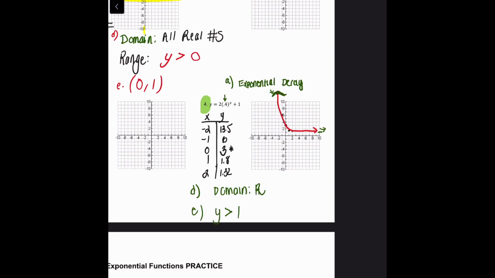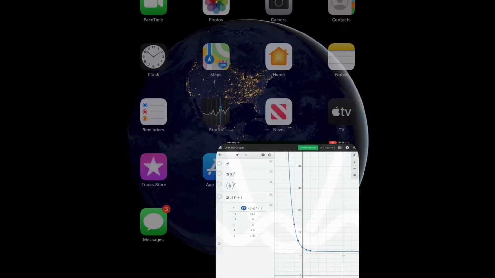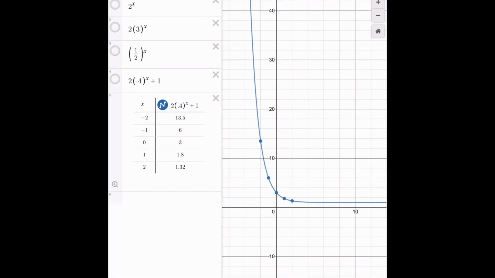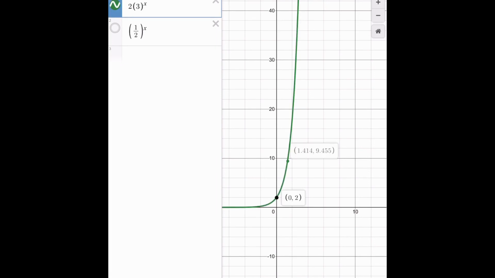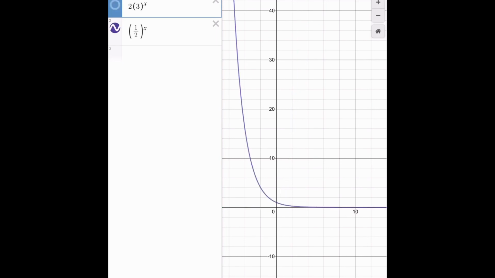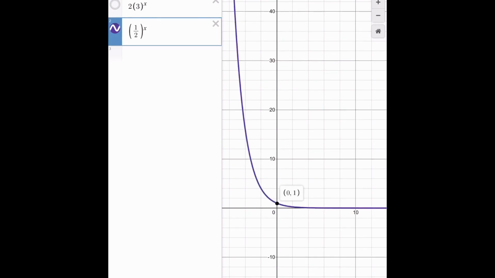Okay. I'm not going to do the other two graphs with you, but I am going to show them to you just to make sure you're on the right page. So number 2 and 3 on Desmos would be, let me take that one off. There's number 2. It's an exponential growth. Y-intercept ends up being 0, 2. You can find a couple other points here. That's 1/2 to the power of x, and that's an exponential decay. If you click right here, your y-intercept ends up being 0, 1. You can try those on your own if you would like, or you can just begin the practice.